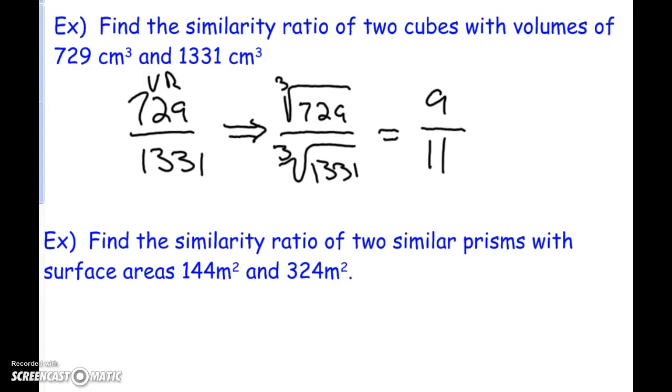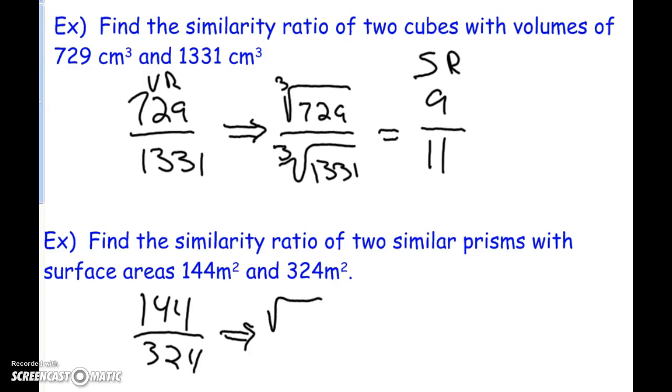So that is the similarity ratio, 9 over 11. Don't forget that is also the perimeter ratio as well, since this is one-dimensional. Find the similarity ratio of two similar prisms with surface areas of 144 and 324. 144 over 324. This time the area ratio is squaring, so we have to take the square root.